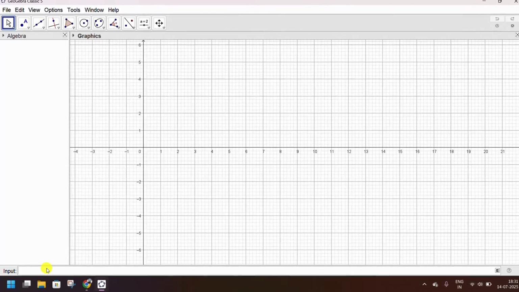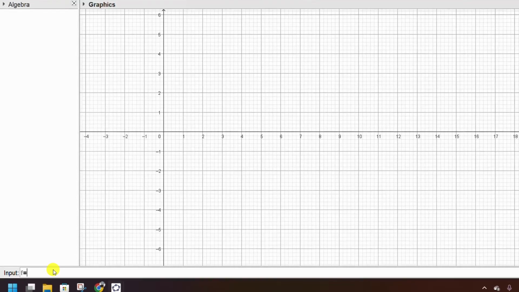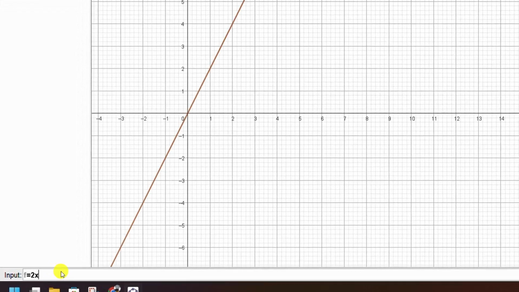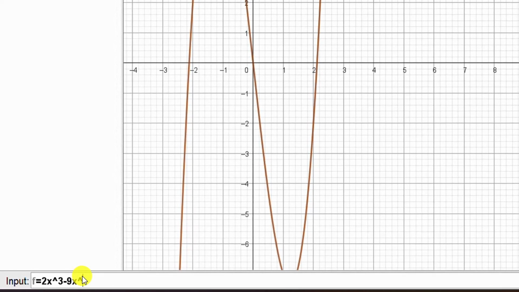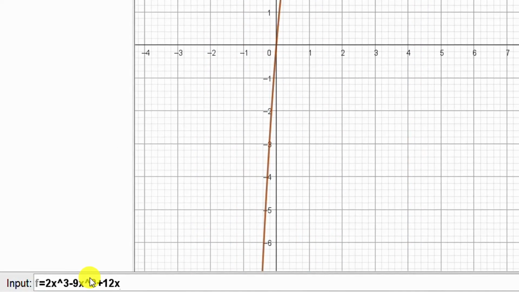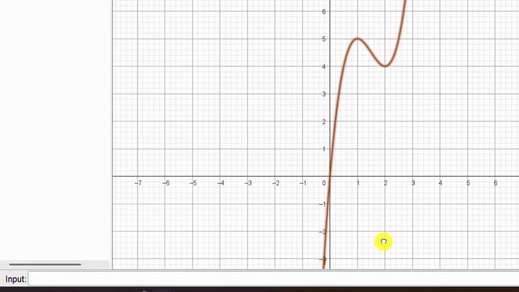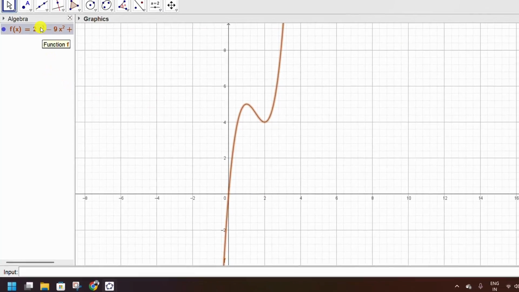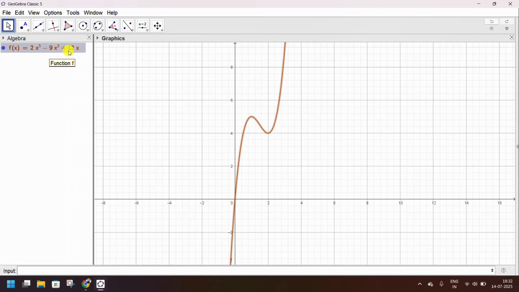In this video, we'll see how to find out the area under the curve. So f is equal to, suppose, 2x cube minus 9x squared plus 12x. Press enter so that we'll get the curve which is plotted over here. So this is the given curve, that is 2x cube minus 9x squared plus 12x. Now suppose we want to find out the area under this particular curve from 0 to 2.